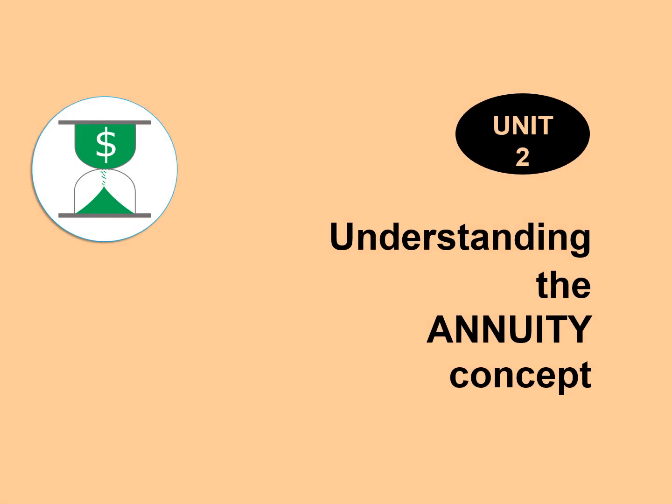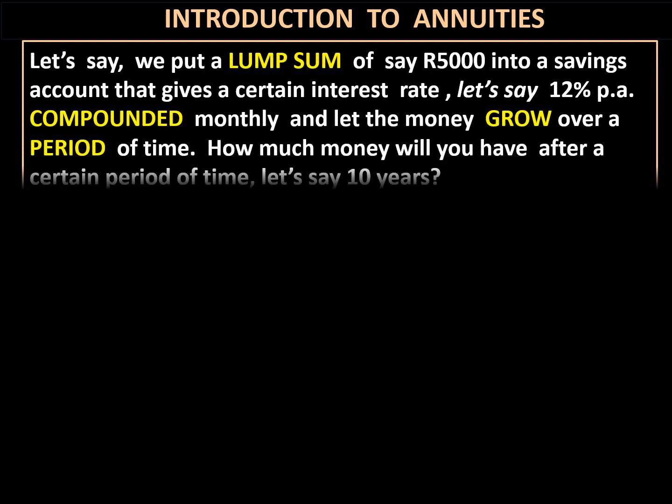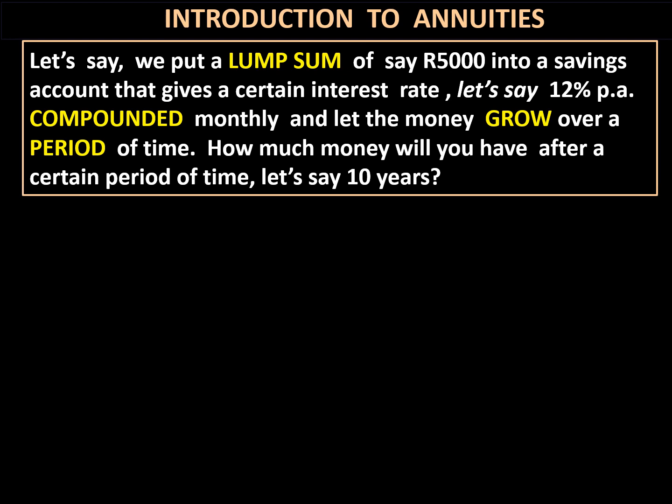Now we're going to look at the concept of an annuity. Let's say we put a lump sum of 5,000 Rand into a savings account. It yields interest at 12% per annum, and it's compounded monthly. And we let that 5,000 grow over a period of time. Then we can find out how much money you will have at the end of that 10 years. So just that once-off lump sum growing at 12% for 10 years.